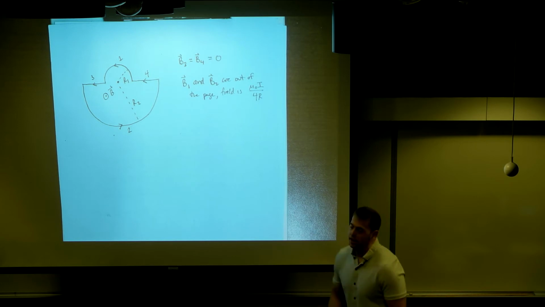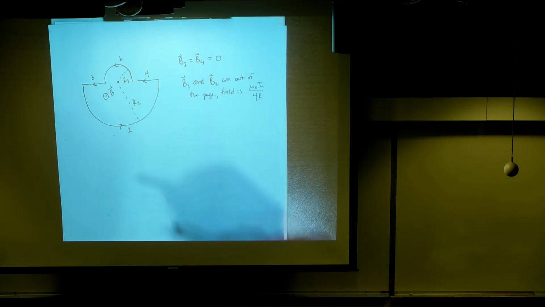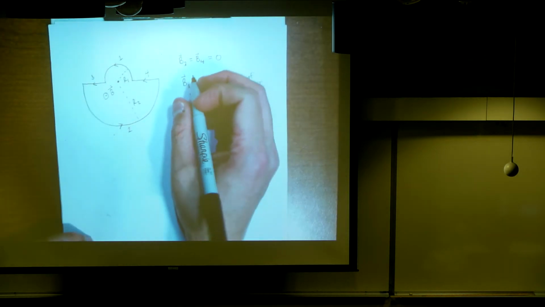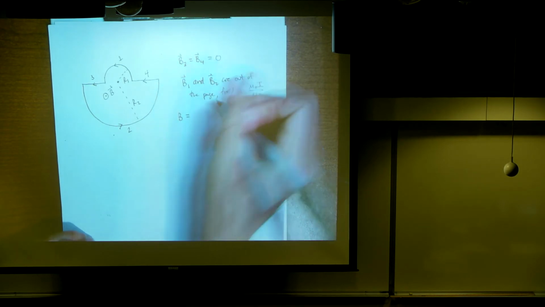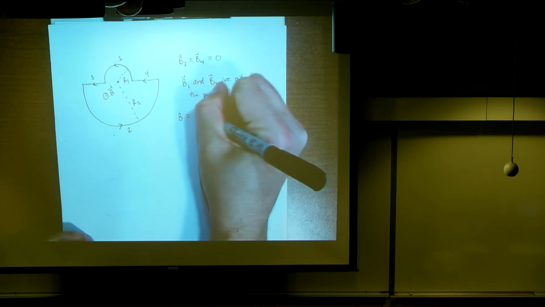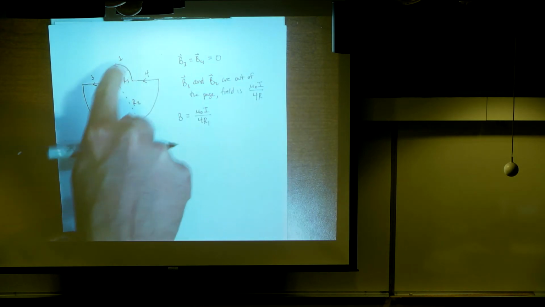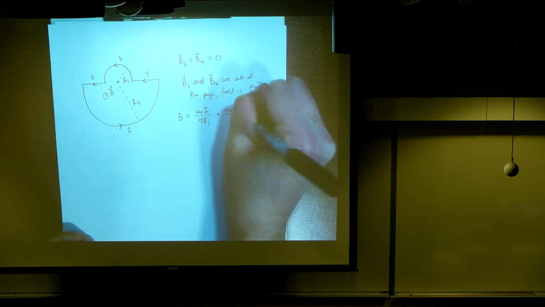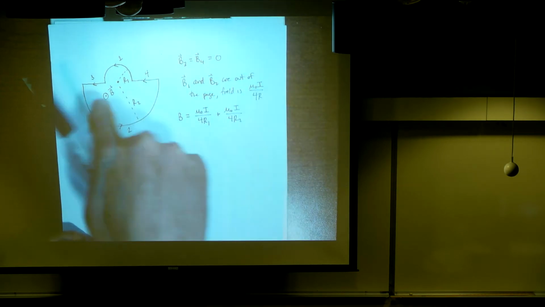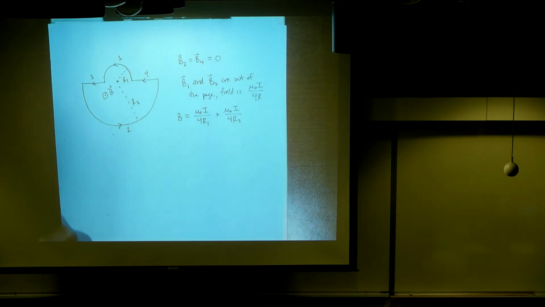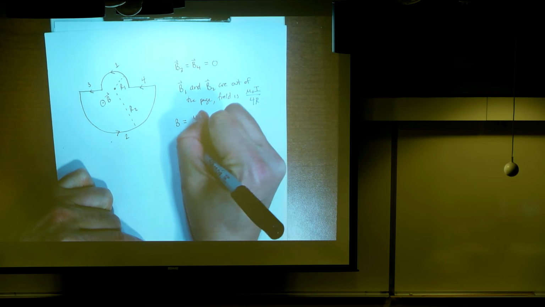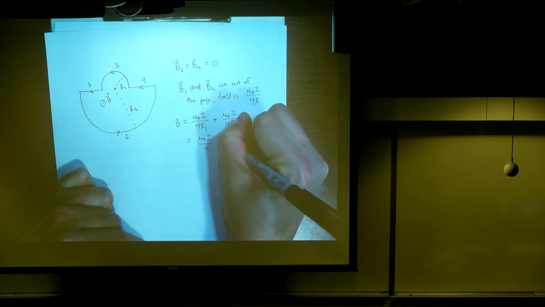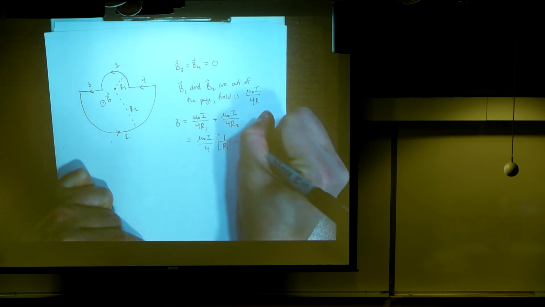So basically, we just have to add those two fields together, the contribution from B1 up here and the contribution from B2 down here. So the total B field is equal to mu naught times I divided by 4 times R1, that's going to be this contribution, plus mu naught times I divided by 4 times R2. It's going to be this contribution, okay? And to simplify that just a little bit, we have mu naught times I divided by 4 as a common factor, which you can pull out, and then you just have 1 over R1 plus 1 over R2.